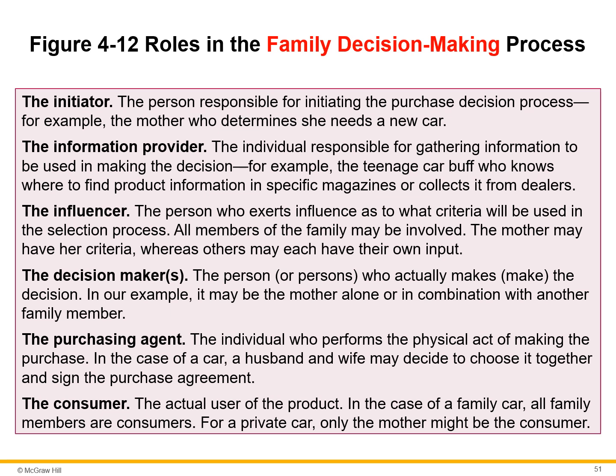It could be the mother alone or a combination of family members, for example, mother and father or husband and wife. The purchasing agent is the individual who performs the physical act of making the purchase, and the consumers are the actual users of the product. In the case of a family car, all family members are consumers. If it's a private car, only that person is the consumer. So these are the different roles in family decision making. Make sure you understand them: initiator, information provider, influencer, decision maker, purchasing agent, and consumer.